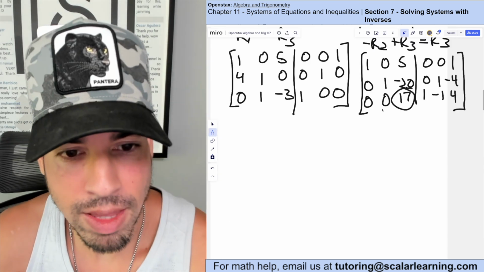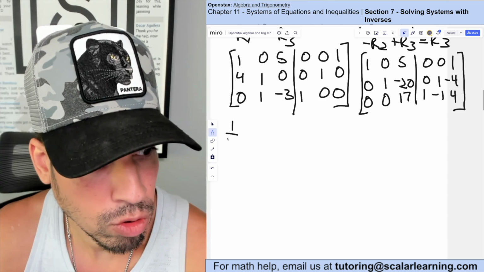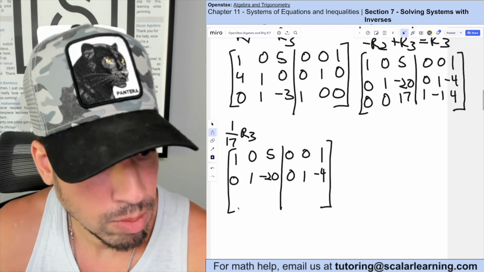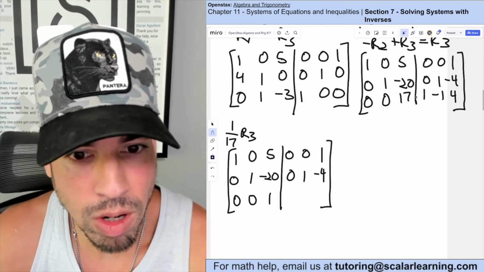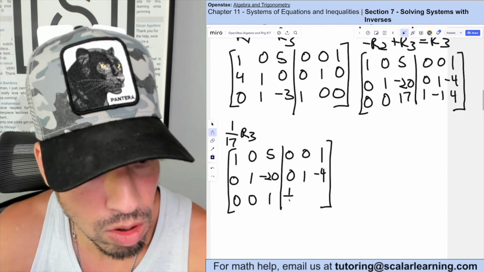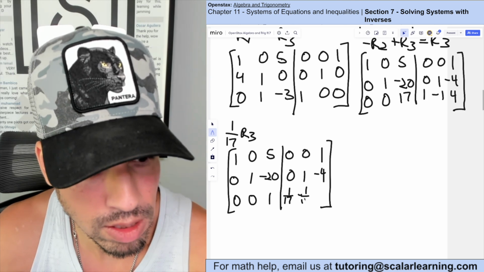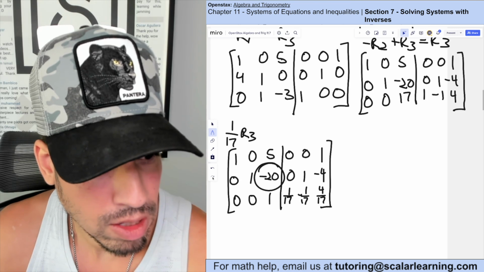Now I'd love to flip that to a 1. And in order to do that, I'm going to multiply the third row by the reciprocal of that, which is 1 over 17. Let's write that out. So we got that times 0 is 0, that times 0 is 0, that times 17 is 1. That's what we want. And then that times 1. Now we get some gnarly fractions, 1/17, negative 1/17, and 4/17. Yikes. All right, now we got to flip this one to a 0.